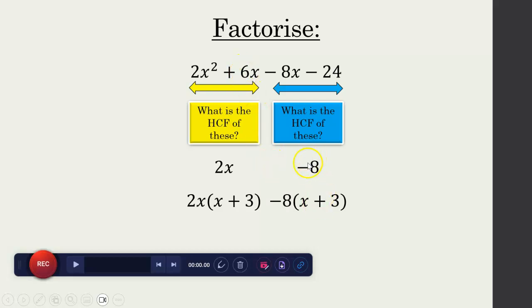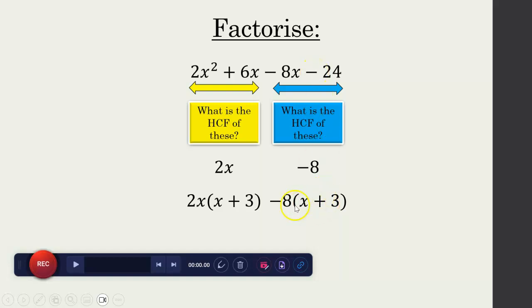I'm going to do the exact same thing with minus 8. Minus 8, well, what do I have here? I have x, so minus 8x, and then 24, so minus 8 by, now it's not negative 3, because look, a minus by a plus is a minus.